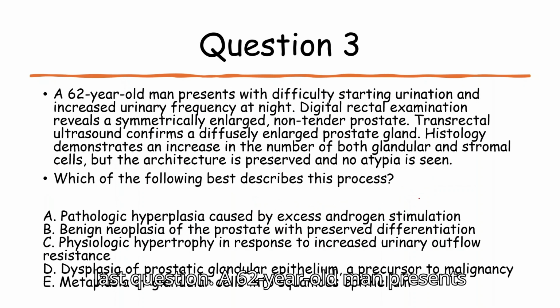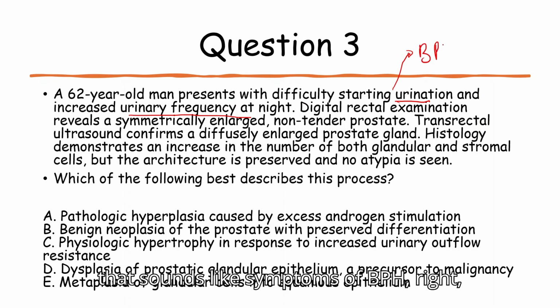Moving on to the next one, the last question. A 62-year-old man presents with difficulty starting urination and increased urinary frequency at night. So that sounds like a perfect age, right, for somebody having urinary symptoms, especially at night. That sounds like symptoms of BPH, right? Benign prostatic hyperplasia. They did a digital rectal examination that revealed a symmetrically enlarged, non-tender prostate. Transrectal ultrasound confirms a diffusely enlarged prostate gland. Histology demonstrates an increase in the number of both glandular and stromal cells, but the architecture is preserved with no atypical cells. Which of the following best describes this process?